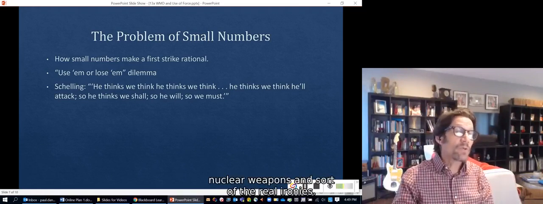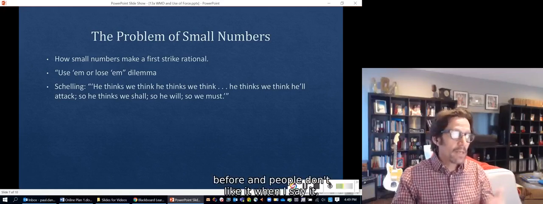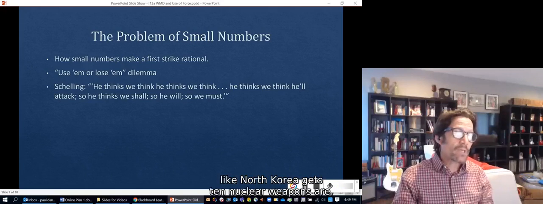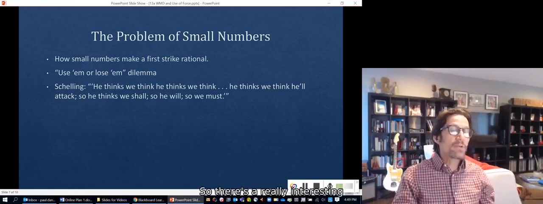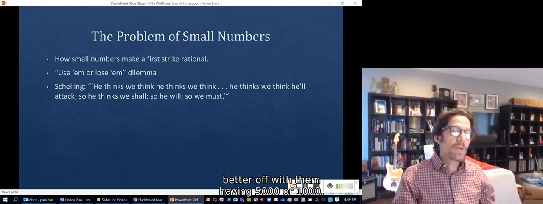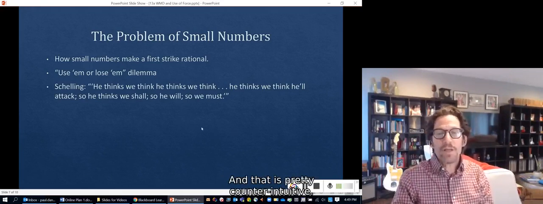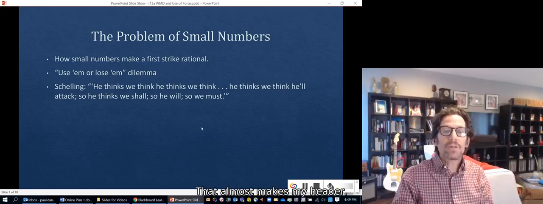And so one of the real ironies, and I've said this before, and people don't like it when I say it, is that once a country like North Korea gets 10 nuclear weapons or so, there's a really interesting question as to whether you're not better off with them having 50 or 100 or 1,000, because they would be much less tempted to shoot them off during a crisis if they've got more of them than if they've got few of them. And that is pretty counterintuitive. That almost makes my head hurt.